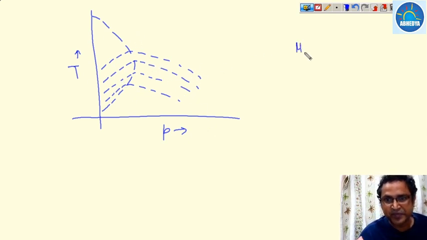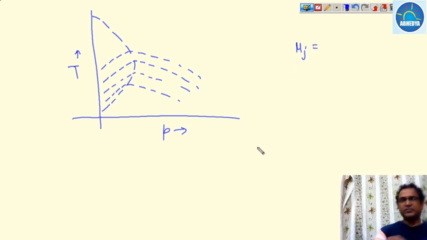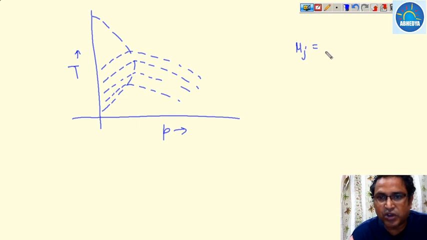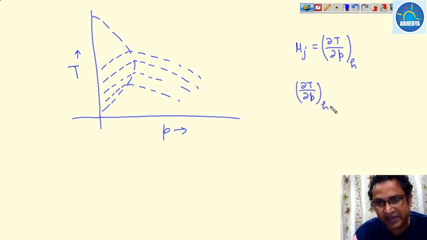And the mu j, that is the Joule-Thomson coefficient, is nothing but del T over del P at constant enthalpy, and these lines are enthalpy lines, these are isenthalpic lines, and del T over del P is nothing but the slope of this curve, and del T over del P has two values, as in it can be positive.